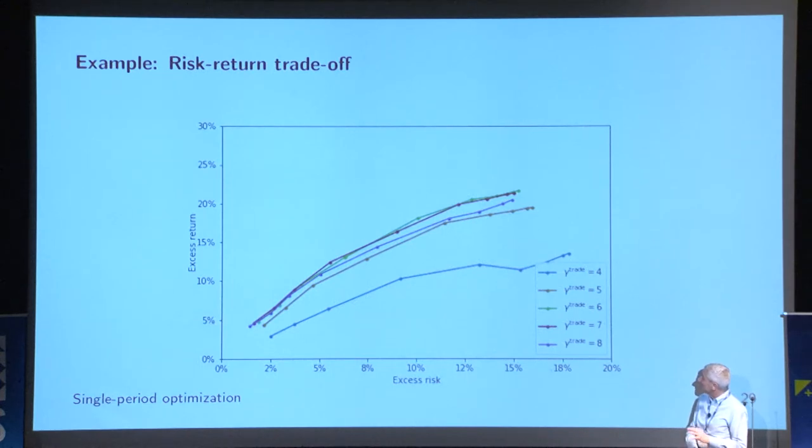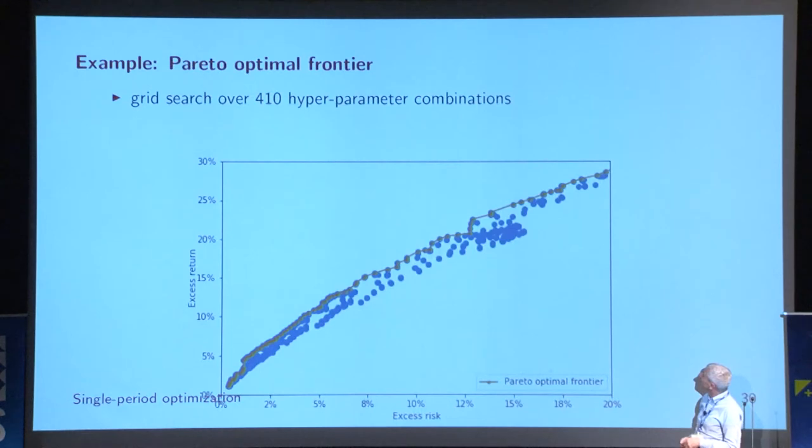But again, the only correct way to do this is by backtest. You could search over all these things and then identify the Pareto points, and you'd get something like this, right? And that would be the idea. Now, you can do this in more sensible ways than this.